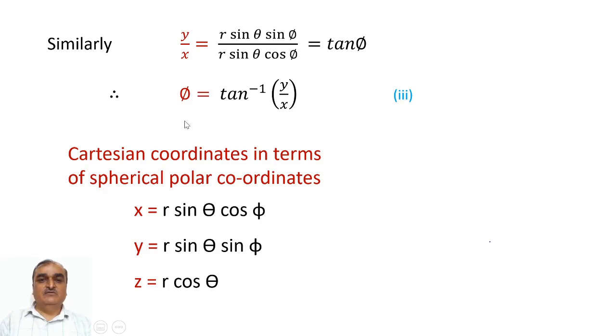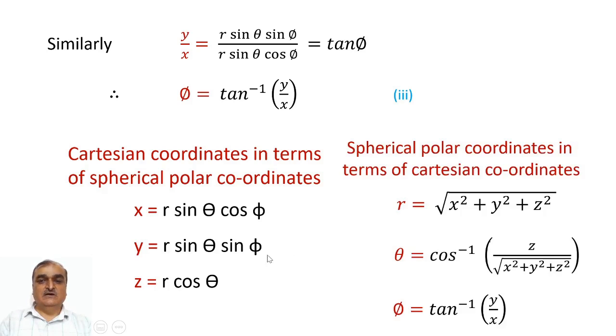In this way, we have derived six equations. The first three give Cartesian coordinates in terms of spherical polar coordinates: X is equal to R sin theta cos phi, Y is equal to R sin theta sin phi, and Z is equal to R cos theta. And three equations give spherical polar coordinates in terms of Cartesian coordinates: R is equal to square root of X square plus Y square plus Z square, theta is equal to cos inverse of Z upon square root of X square plus Y square plus Z square, and phi is equal to tan inverse of Y upon X.